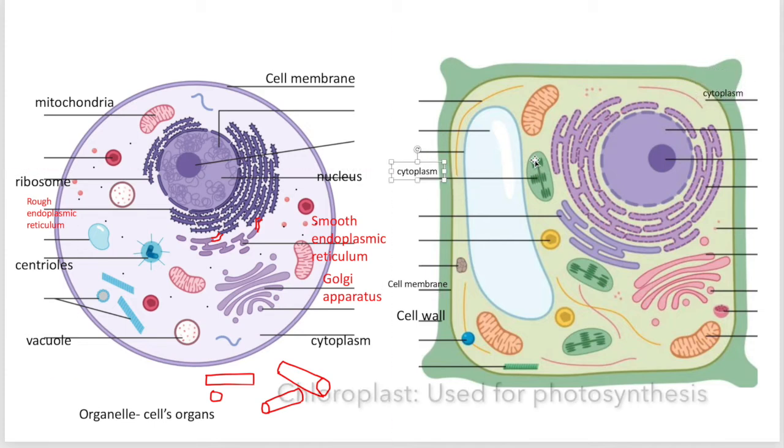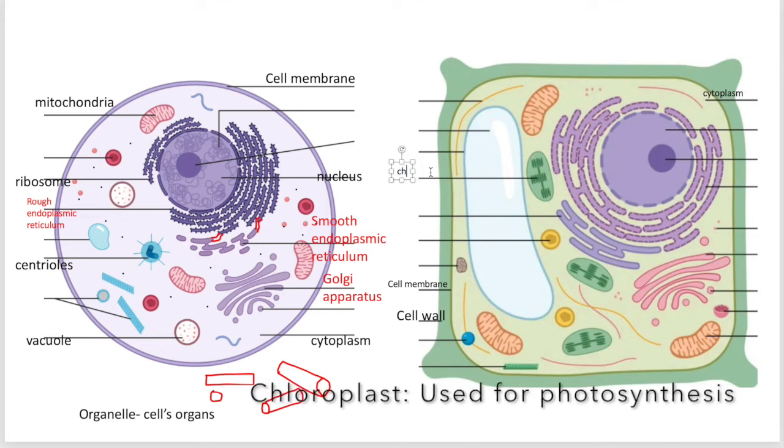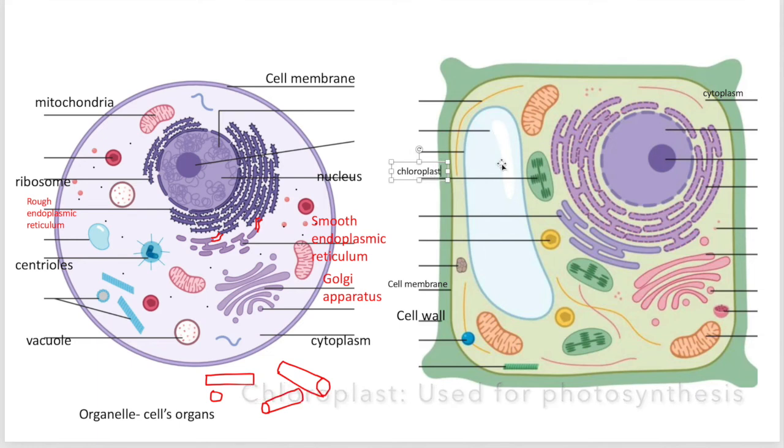Next is chloroplast. Chloroplasts are over here. So you need to identify that it looks like that. Little coins that is out of your syllabus to know the name.